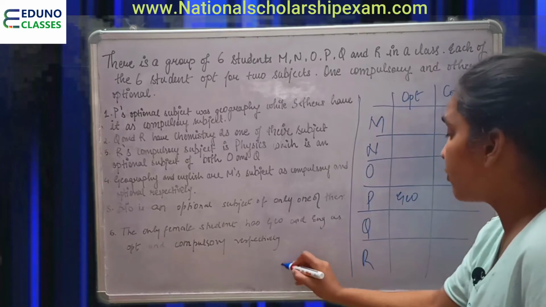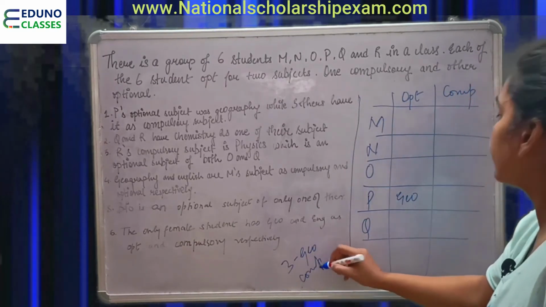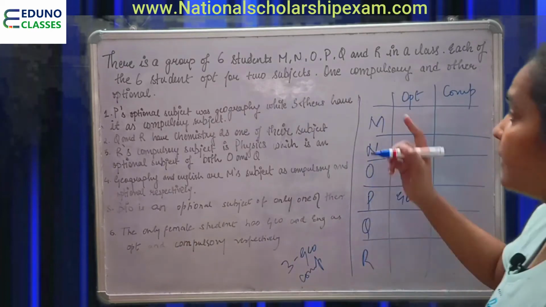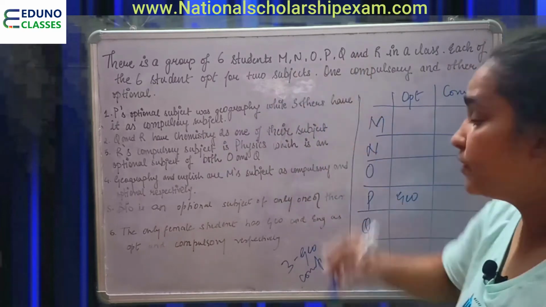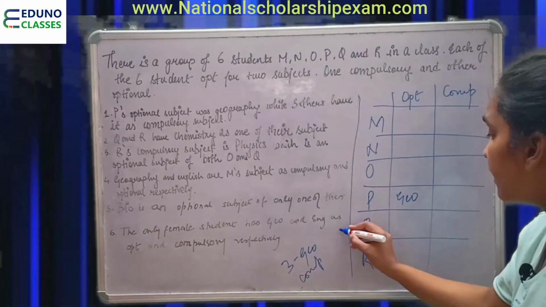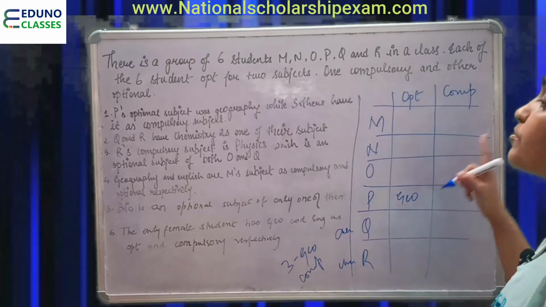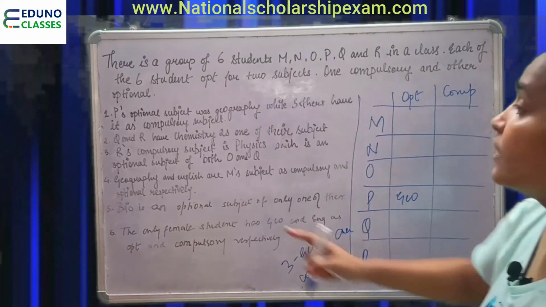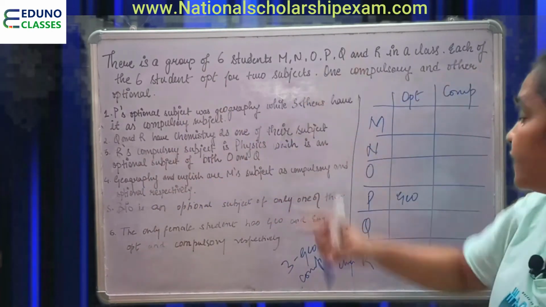And we have to write it somewhere that 3 other people have geography as their compulsory subject. Now let us move on to the other part. Q and R have chemistry as one of their subjects. So Q and R will have chemistry as one of their subjects, but we don't know whether it is optional or compulsory.